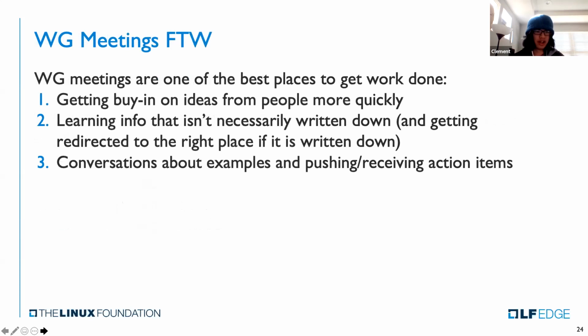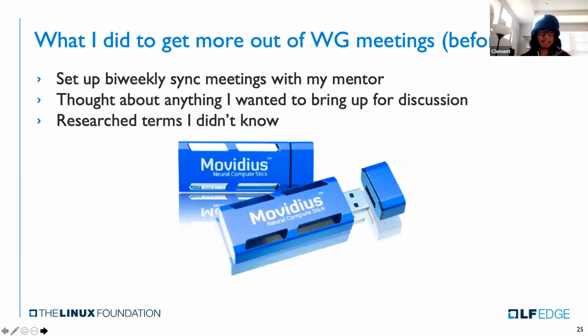So enter working group meetings. Working group meetings ended up being one of the best places to get work done. They're useful for getting buy-in on ideas from people more quickly, learning info that isn't necessarily written down, and getting redirected to the right place if it is written down, and talking about examples and pushing/receiving action items, which can spawn those PRs. Next slide.